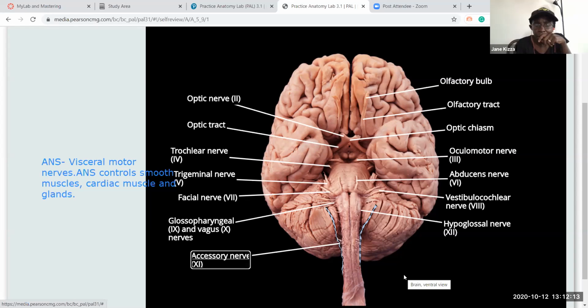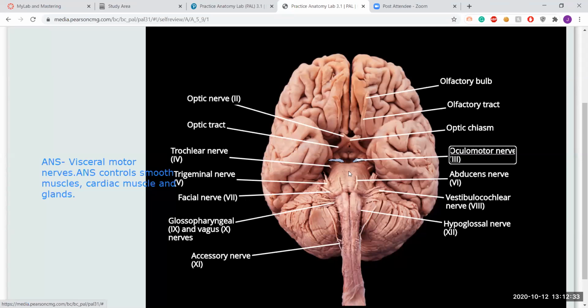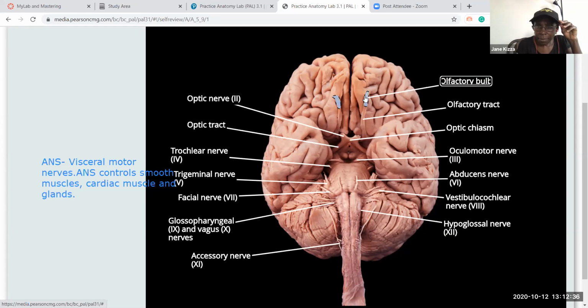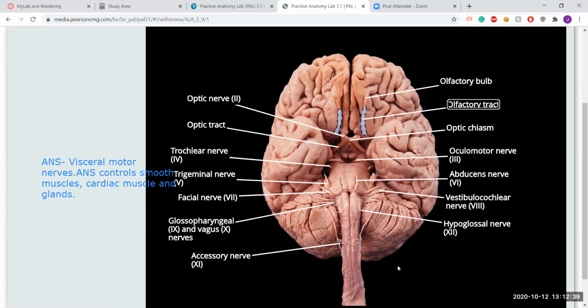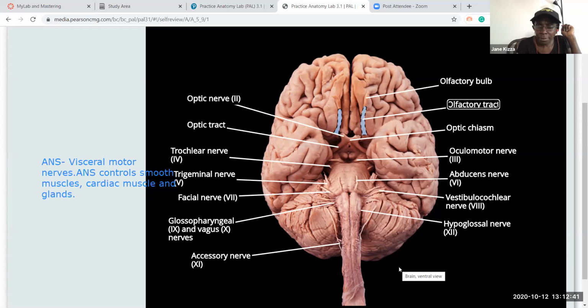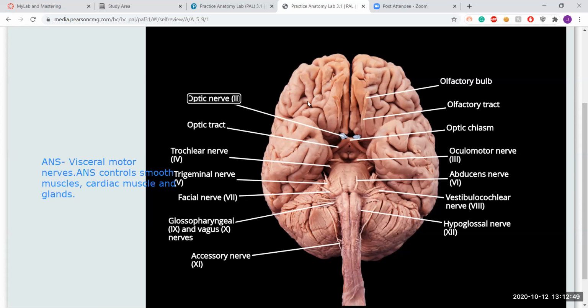Is it the optic nerve? I'm going to say the optic nerve and the oculomotor nerve. But oculomotor is from the midbrain here. You see? What about this one? Olfactory, yeah. So the first two cranial nerves exit from the cerebrum. The rest all develop from the brainstem.